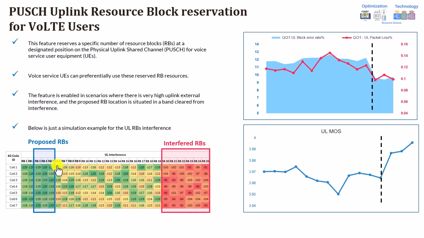And the drawback of that, for sure, is that as long as you're reserving those for VoLTE users only, this might impact your peak throughput in general for the uplink, because these resources will be reserved all the time for VoLTE users and cannot be used by data users.